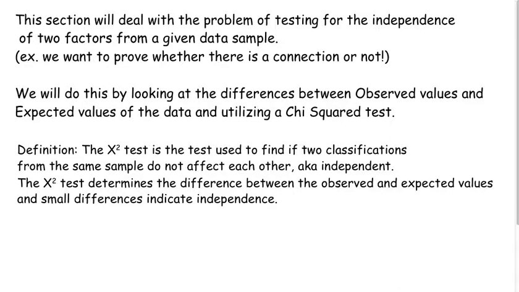All right, here's what chi-squared is. It proves if two variables have a connection or not. Are they independent or dependent on each other? And what we're going to do is pretend to go out and take a survey, and we collect that data. That data is called the observed values.